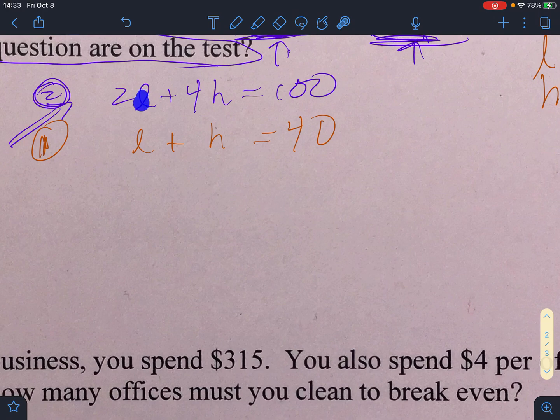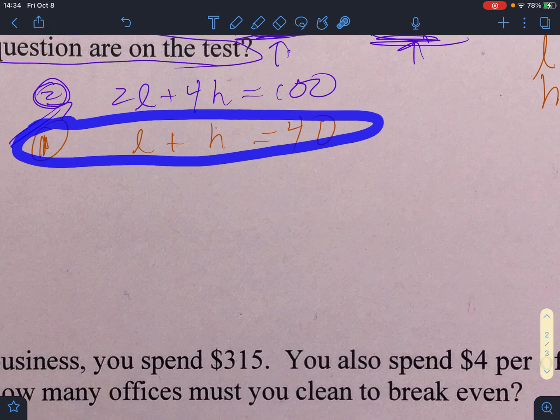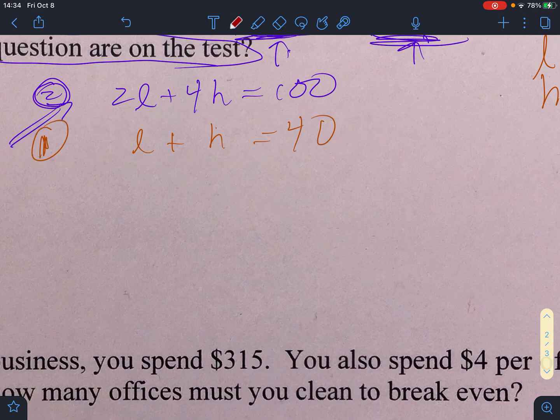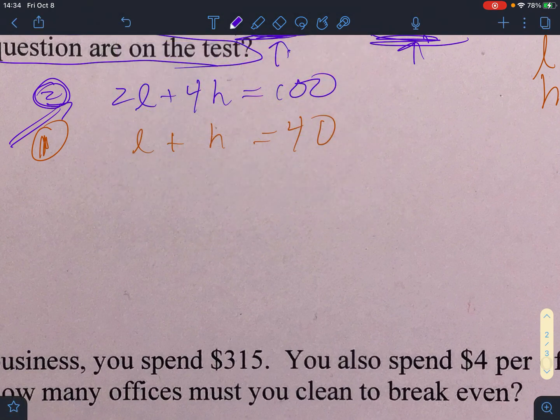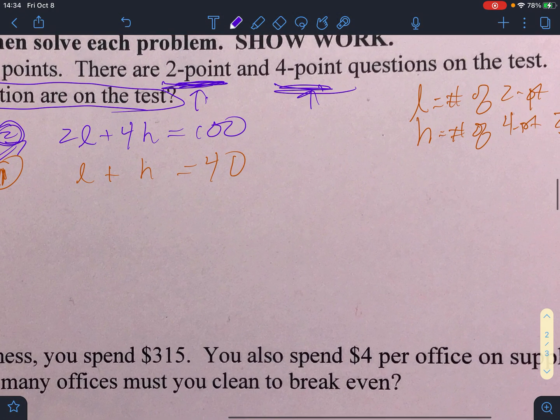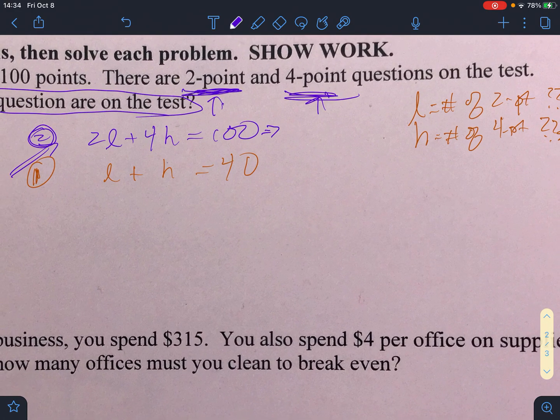So if I want the L's to match, for example, I could multiply this equation, both the left side and the right side, by 2. Okay? So here we go. Here's equation 2, untouched. I'll write it in blue. Equation 2. I'm going to write it below: 2L plus 4H. I am not doing anything to it. Equals 100.